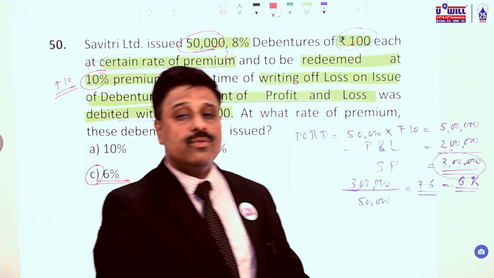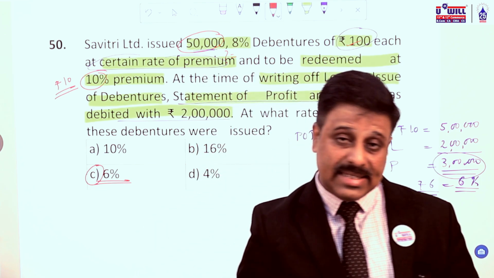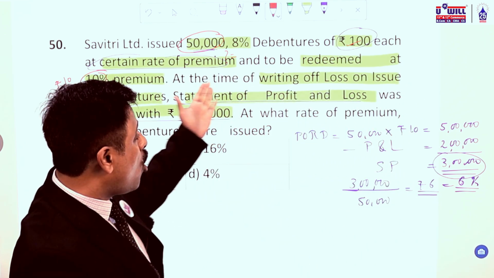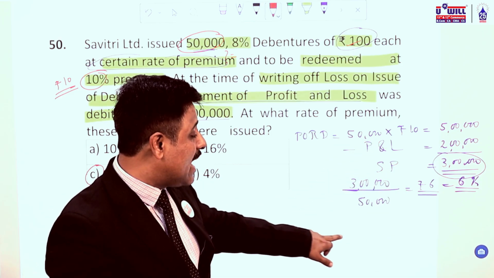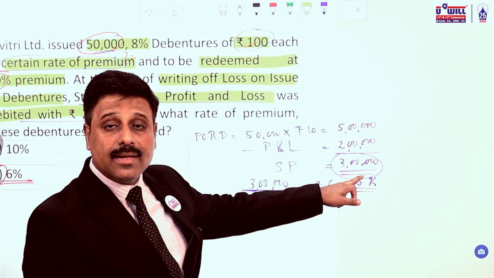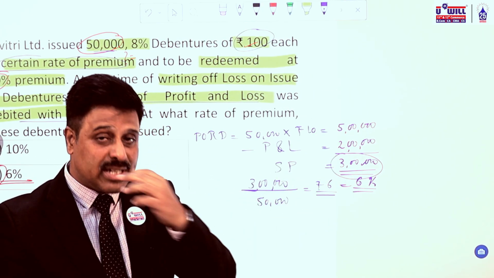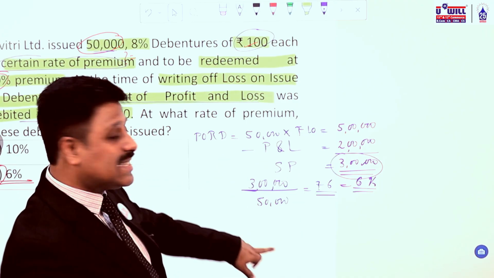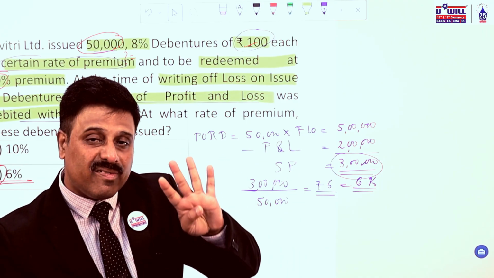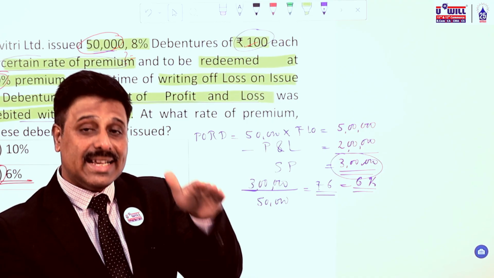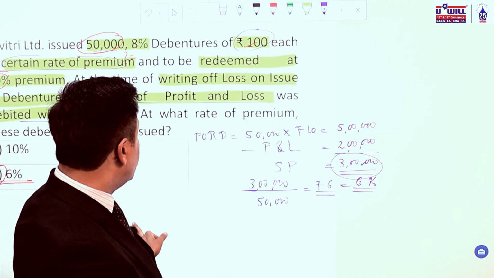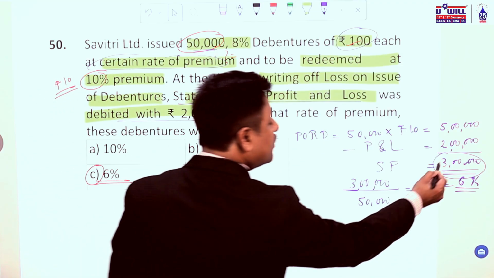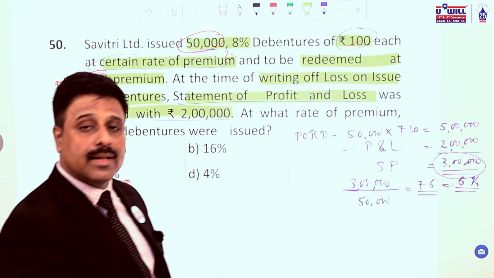Here we assume that the company does not have any existing balance of securities premium. Suppose it was given that the company already had securities premium of 1 lakh, then out of 3 lakh, the existing 1 lakh means the new premium we have collected to write off is 2 lakhs. Then 2 lakhs divided by 50,000, your answer would have been 4, if it was given that existing premium is already there. Here it is not mentioned, so there is no existing premium, and the entire 3 lakh is the new premium which we have collected.